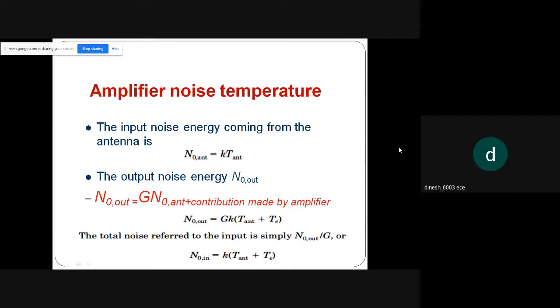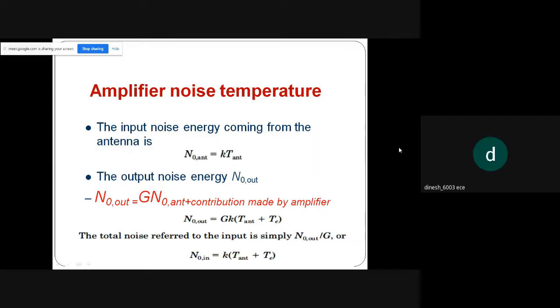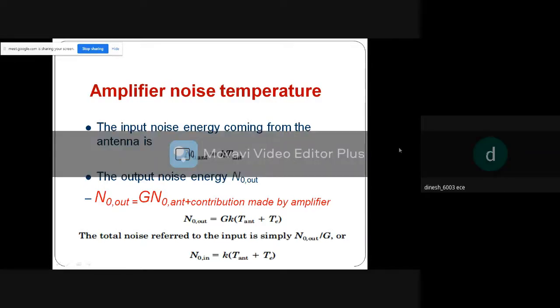K is the Boltzmann constant, T is the noise temperature of the antenna, and the output noise energy is N out. N naught out is equal to G times N naught of the antenna, the gain times the noise in the antenna, plus the contribution made by the amplifier. Whatever the amplifier is contributing to noise generation is the contribution made by the amplifier.